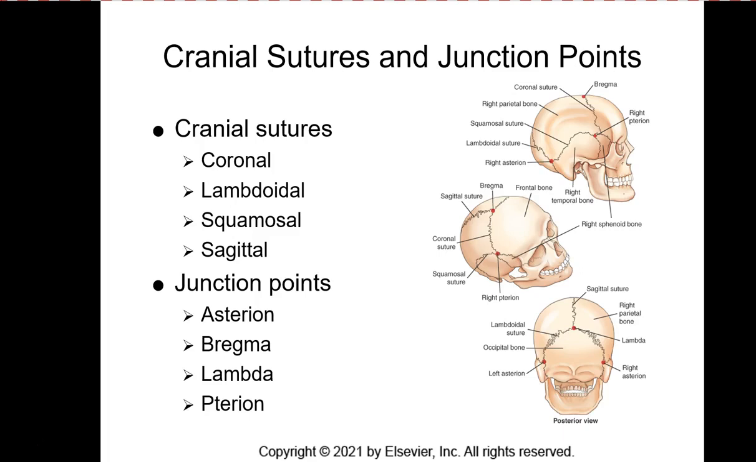So as you're studying the sutures and the junction points, I would encourage you to develop tricks or mnemonics or something that can help you to identify these parts on a diagram, say, on the exam. And believe me, we will spend time in class practicing with this information as well.